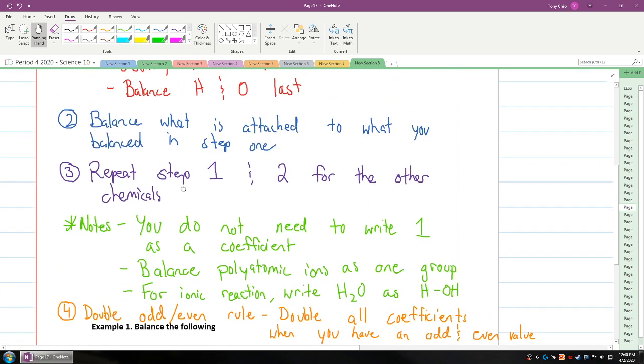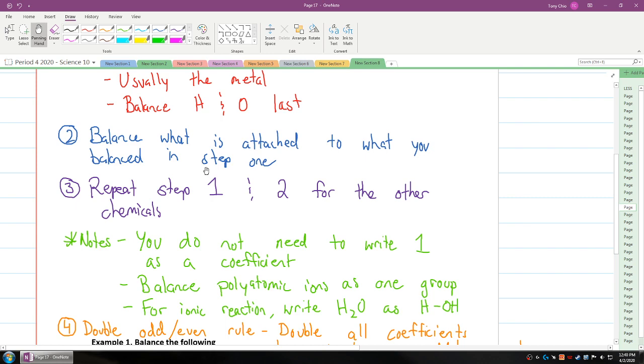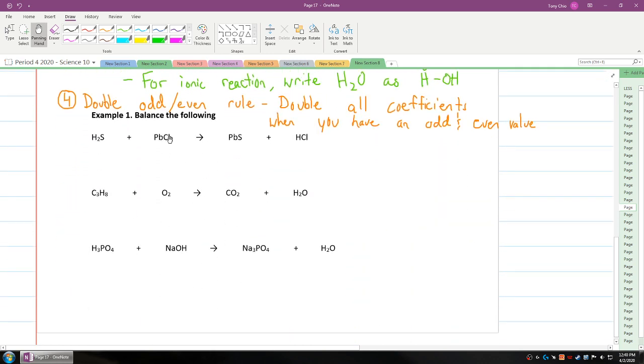But now step 2 is where you want to go balance what is attached to what you balanced in step 1. So in step 1, we balanced the lead. So we want to balance now what's attached to the lead. So as you see, this lead is attached to a chlorine. So I want to balance the chlorine next. Or you could balance the sulfur next if you wanted to on this side. But usually I like to go left to right. So you have 2 chlorines in the reactant side. You only have 1 chlorine in the product side. How do you balance? Well, you use coefficients to help you balance.